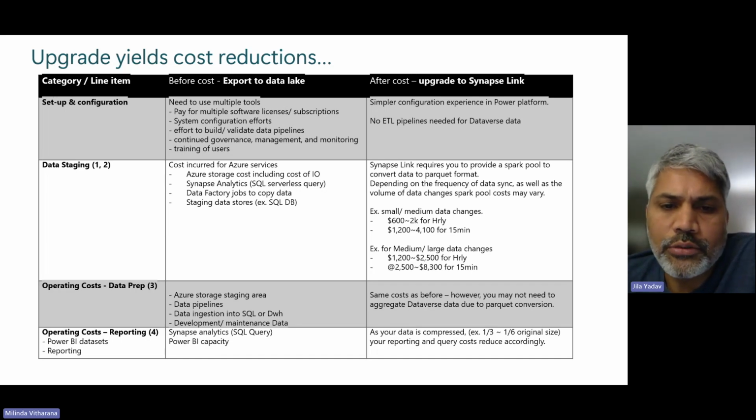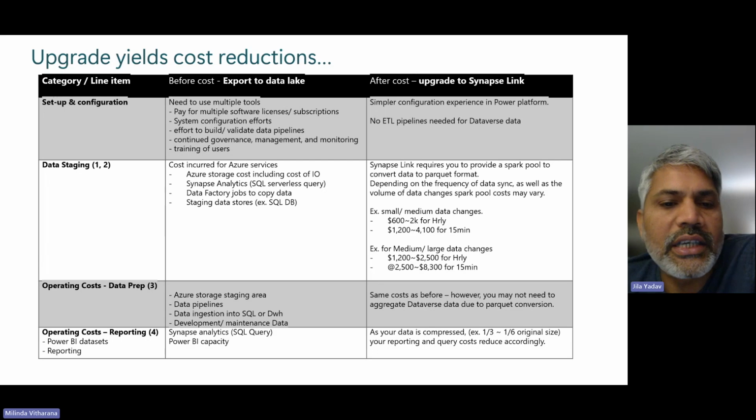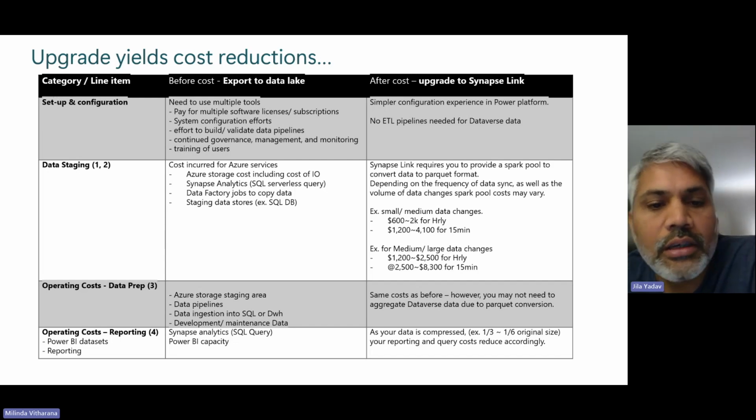The upfront cost which you incur on the Spark Delta conversion, we put some ballpark numbers here. The Spark cost depends on the frequency of the Delta conversions you are doing, as well as the amount of changes happening in your environment. So if you have a small to medium-sized database with small to medium data changes, and the frequency of the changes is, let's say, hourly, you could be roughly looking at 600 to 2K per month. If you up the frequency, you could be looking at 1,000 to 4,000 if your Spark jobs are running frequently.